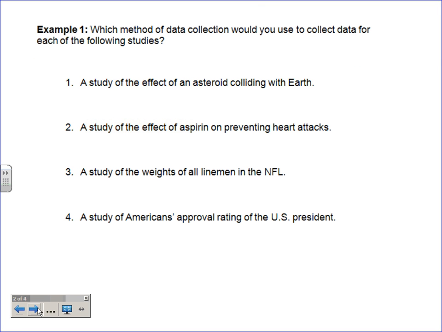So which of those four methods would you use to collect data for each of the following? A study of the effect of an asteroid colliding with Earth. Yeah, let's try the simulation on that one. That's probably a good idea. And with how powerful computers are nowadays, you can put a lot of information in there. They can compute it very quickly, and they can give you output very fast to find out what you think would have happened.